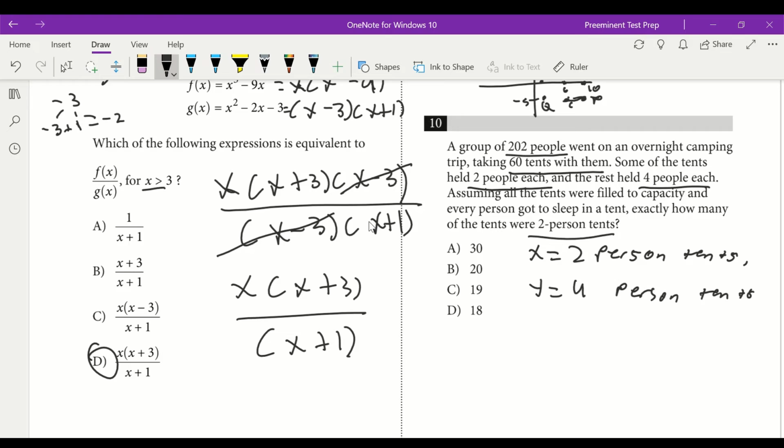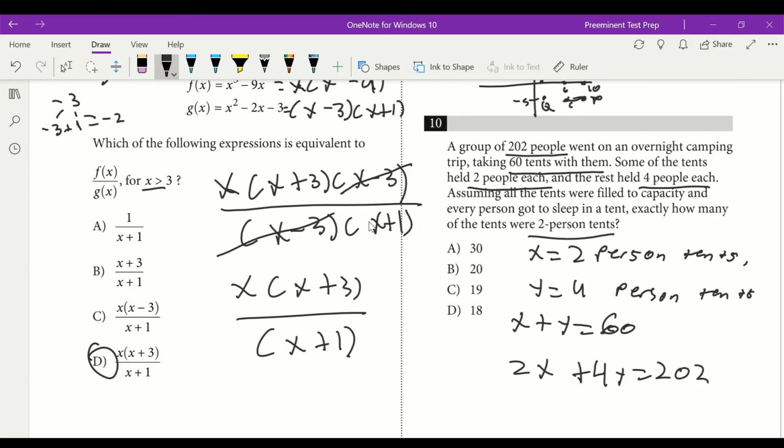tents were 2-person tents? Alright, so we're solving for x, right? Well, we know we have 60 tents in total, so x plus y equals 60. And we also know that we have 2 people for every x tent, so 2x plus 4 times every 4-person tent, 4y, has to equal our 202 people. So now we can go ahead and solve, right? We're asked to solve for x.